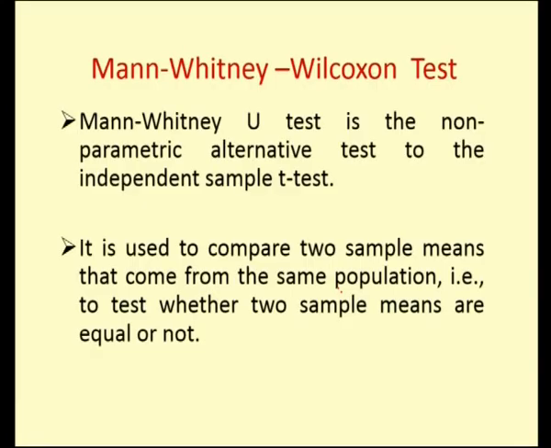Let us move to the last test, namely Mann-Whitney-Wilcoxon's test. This Mann-Whitney-U test is a non-parametric alternative to the independent sample t-test. The t-test is used to test the difference in means; we are very much familiar with it. As an alternative to that, this is used to compare 2 sample means that come from the same population, that is, to test whether 2 sample means are equal or not.